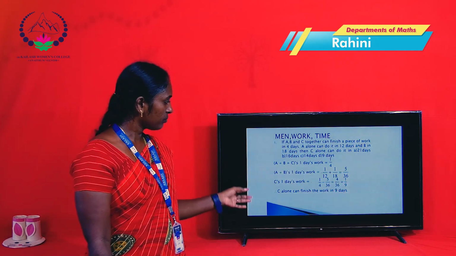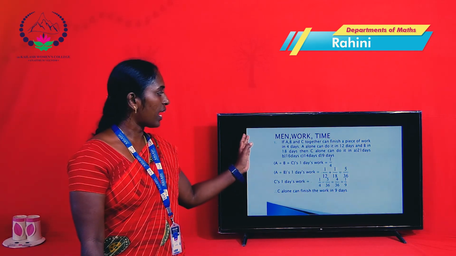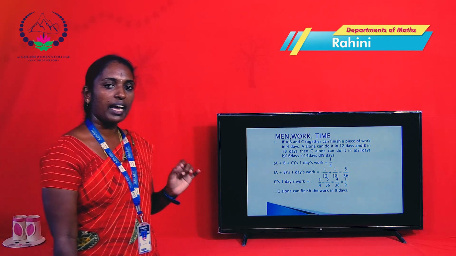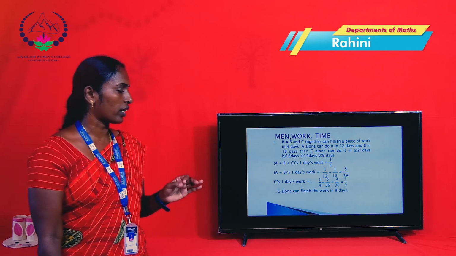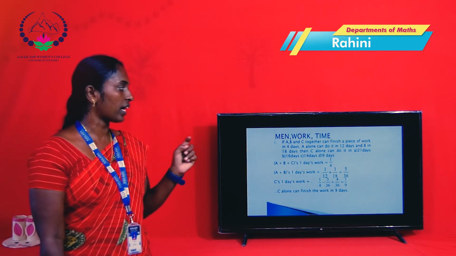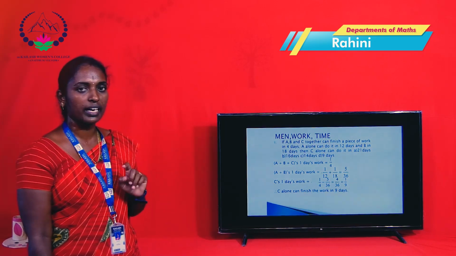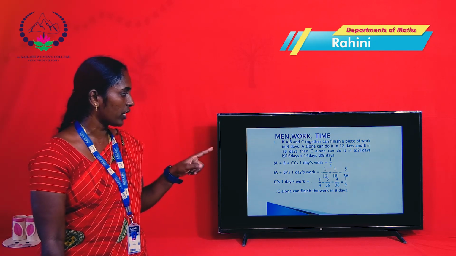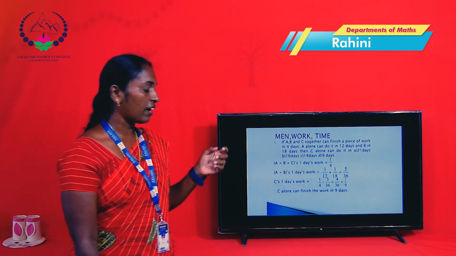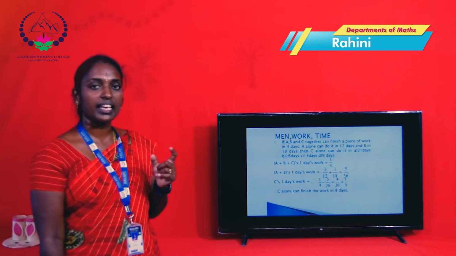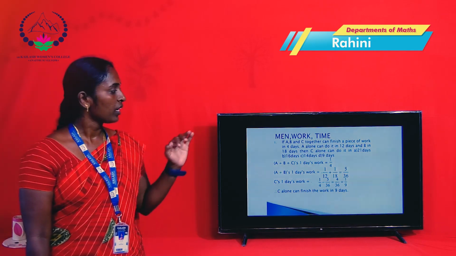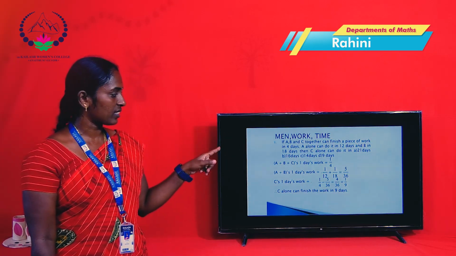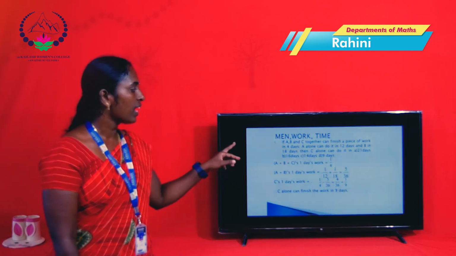So next one is, if A, B and C together can finish a work in 4 days. If A alone can do it in 12 days and B in 18 days, then in how many days can C alone do it? So we have to calculate in how many days C alone can complete the same work. In the given options, A is 21 days, B is 16 days, C is 14 days and D is 9 days.